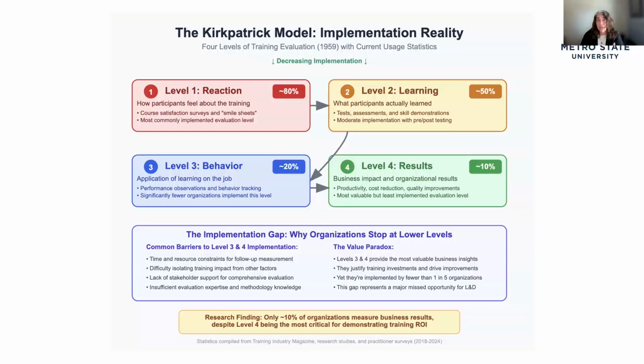And this is what helps us direct or target the funds that we have and the time that we have into effective programs. So this gap represents a major missed opportunity for L&D if we don't understand these things. So that is the premise.